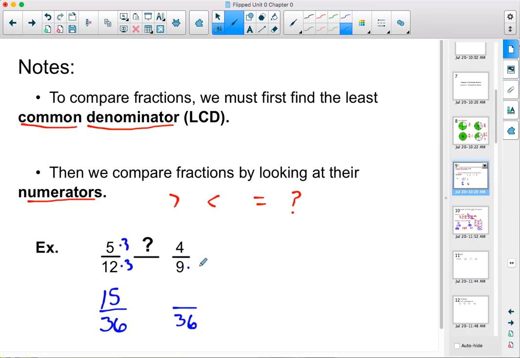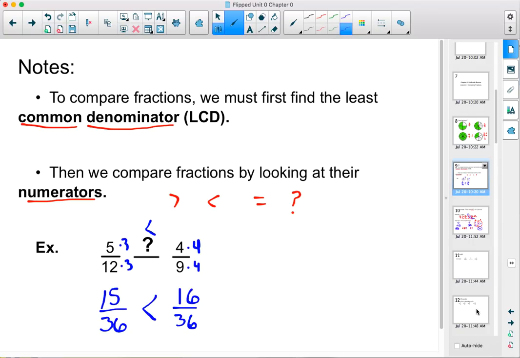Now we jump to the 9th fraction. We know that 9 times 4 is 36, so we have to multiply our numerator by 4 as well to keep our fractions equivalent. 4 times 4 is 16, so our equivalent fraction is 16/36. Now that we have common denominators, we use our numerators to help us compare. And 15 is smaller than 16, so I'm going to use the less than sign. So instead of a question mark, that should be a less than.